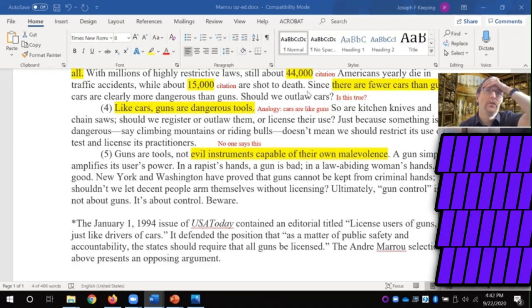But this "guns don't kill people, people kill people," that's a slogan. We're going to talk about slogans in a future class. Gun symbol amplifies use power. In a rapist's hands, a gun is bad. In a law-abiding woman's hands, it's good.